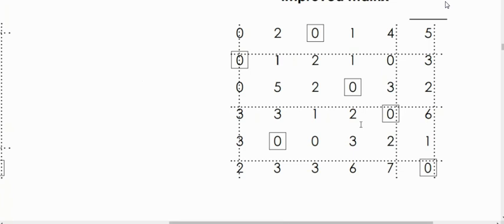So guys, again, just pay attention to the improved matrix. Right now you are seeing the improved matrix. In the improved matrix, the uncancelled numbers are 2, 1, 5, 2, 0, 3. So which is the minimum number? 1. So I have to subtract 1 from all the uncancelled numbers. So this would become 1, this would become 0, this would become 4, 1, 0 and 2.